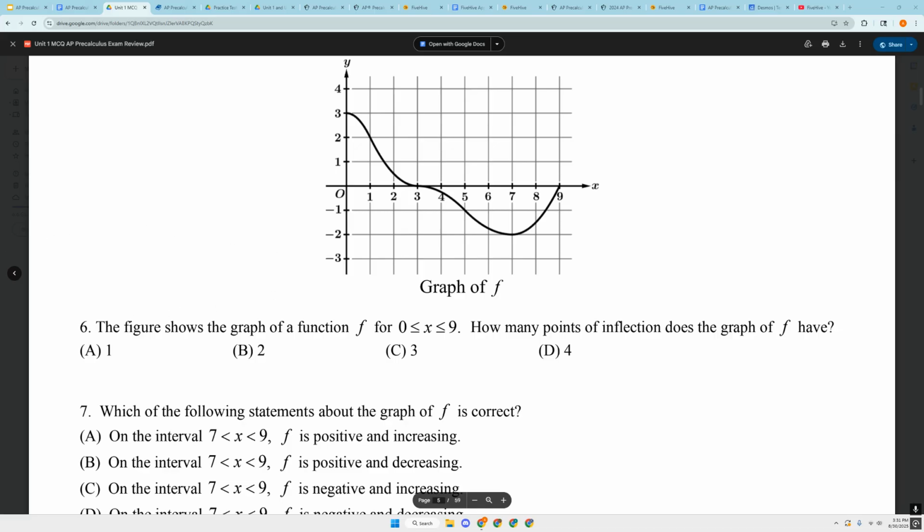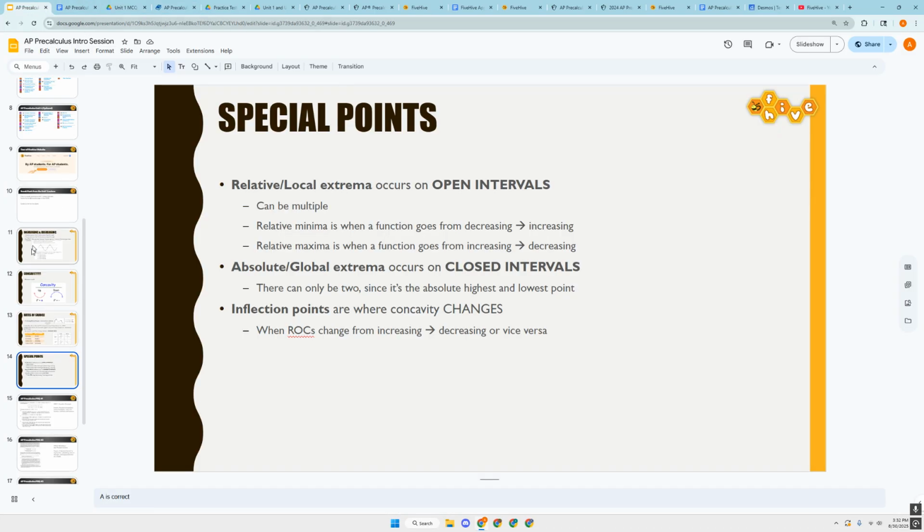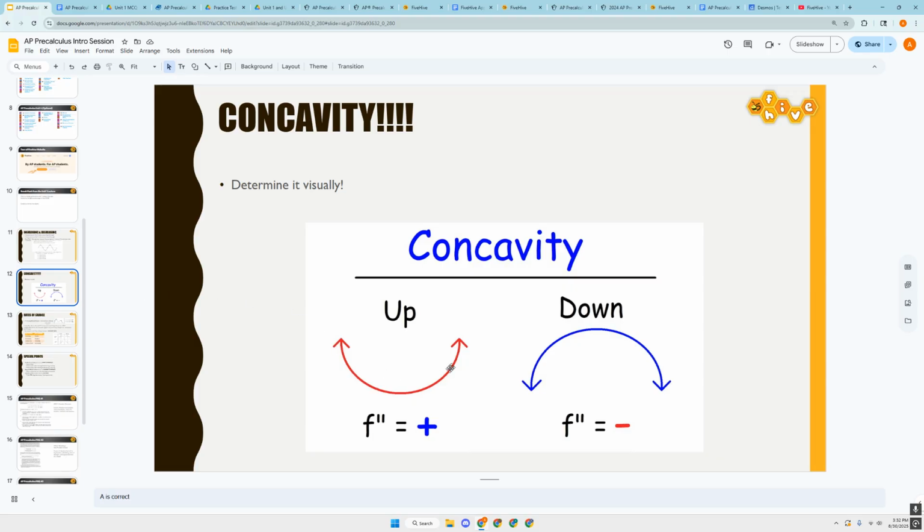So does that make sense to everyone? Yep, okay. Wait, those are considered concavities, not points of inflection. Concavity is like the upside down or U shapes. So this is a concavity, and this is a concavity. It's like a parabola: which direction is your curve going in?